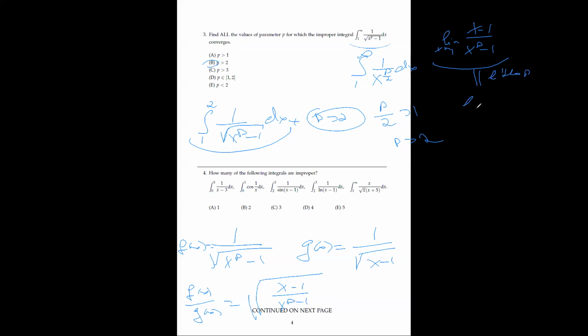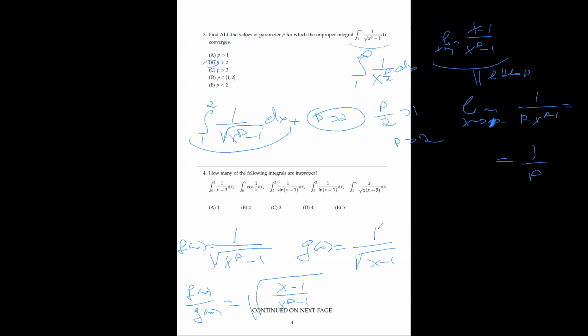If we apply L'Hopital, we get the limit as x goes to 1 of 1 divided by the derivative of x^p minus 1, which gives p times x^(p-1). And when x goes to 1, it's going to be 1 over p. It's a finite number, not 0, not infinity, if p is greater than 2. So we can apply the comparison test.